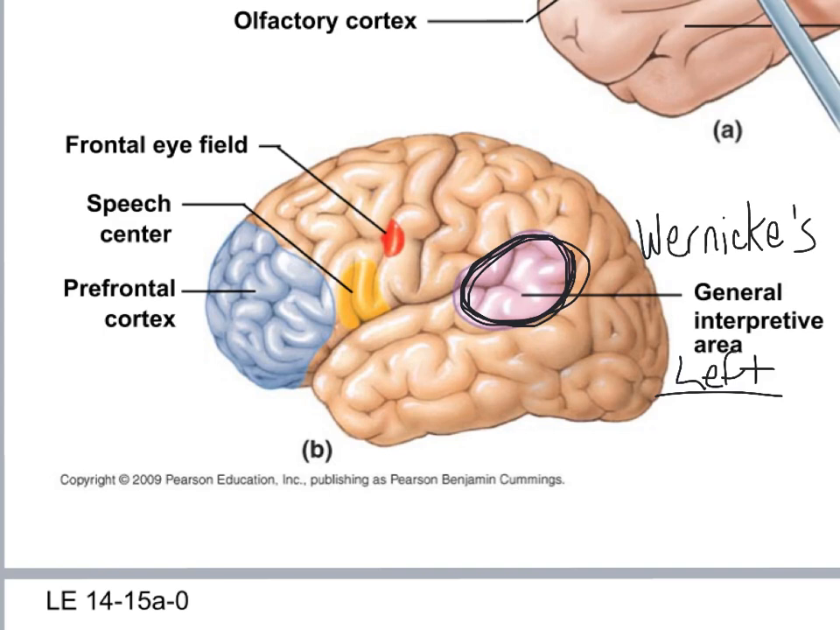So, for instance, Wernicke's area is going to receive information from your visual and auditory association areas. Whatever you're seeing, whatever you're hearing, and it will develop a response.